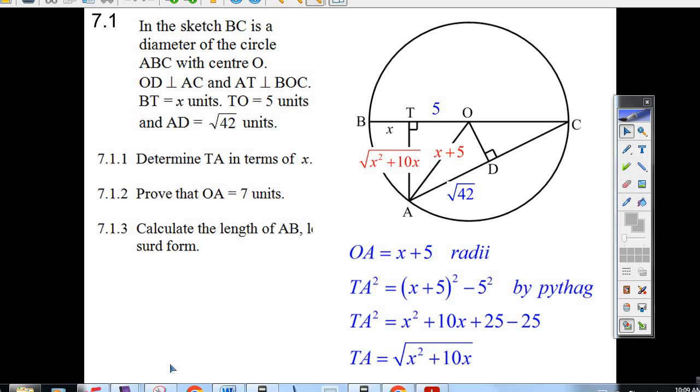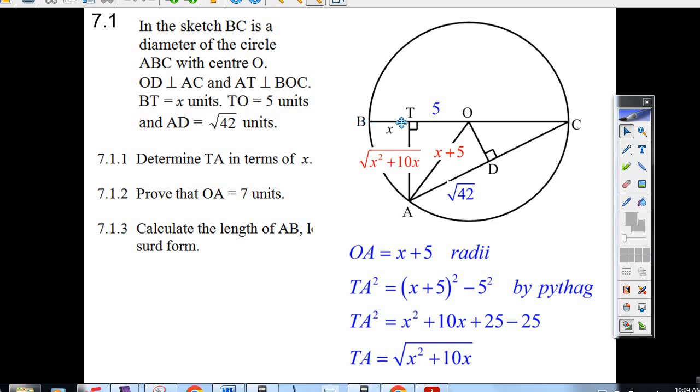Okay, let's look at question 7.1, and it is a little bit tricky. The first part's not so hard. You've got this sketch here, and you've got to fill some stuff in. They say that TO is 5 units, so between T and O, put a 5. They say that AD is root 42, so put a root 42 right between A and D. And they say that TB is X, and they've got an X here.